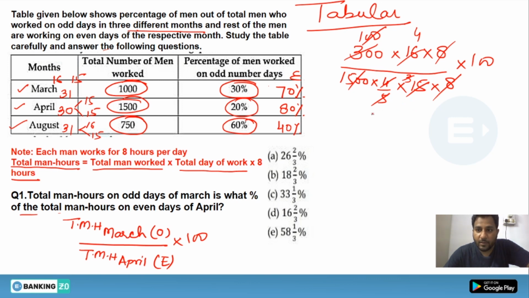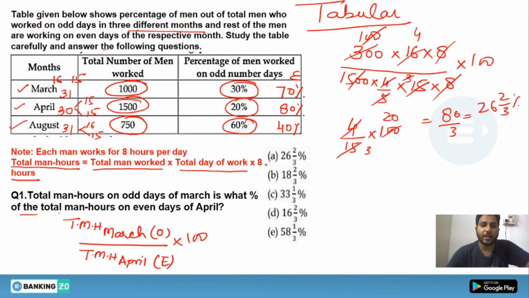So we are left with 4 by 15 into 100. That means 80 by 3. So we will get 26 whole 2 by 3%. So we have got the correct answer, and we will get the option as A. Alright, so you should be aware about the month.